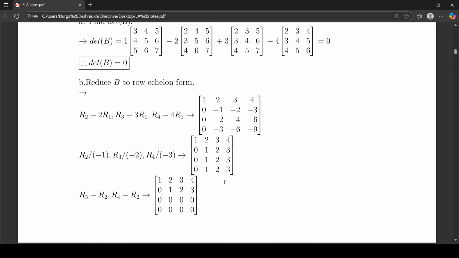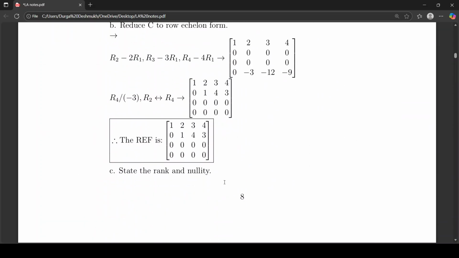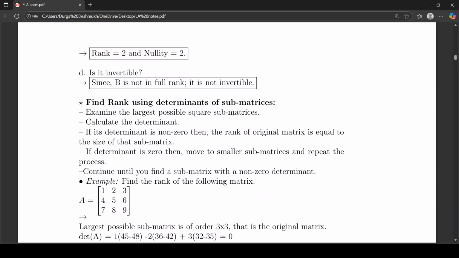There are some other examples which I will not be discussing in depth, but I will be including the link of this PDF so you can go through it if you want.